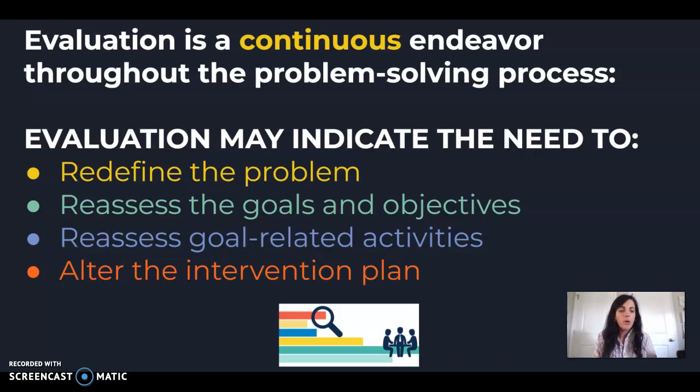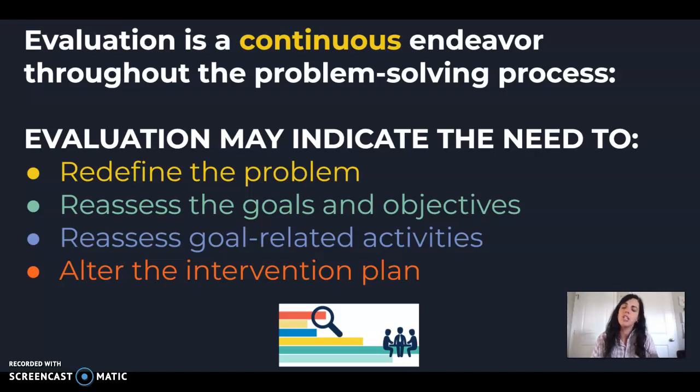So, the online course did show why evaluation is important, if you read some of the script and the narrative that's on the tab. But what's really important to note is that evaluation is a continuous endeavor throughout the problem solving process. It's never one and done. You're continuing to evaluate the interventions that you're setting, but you're also evaluating how you're asking questions and how you're engaging with the client. You're always looking at how to better improve your service delivery.